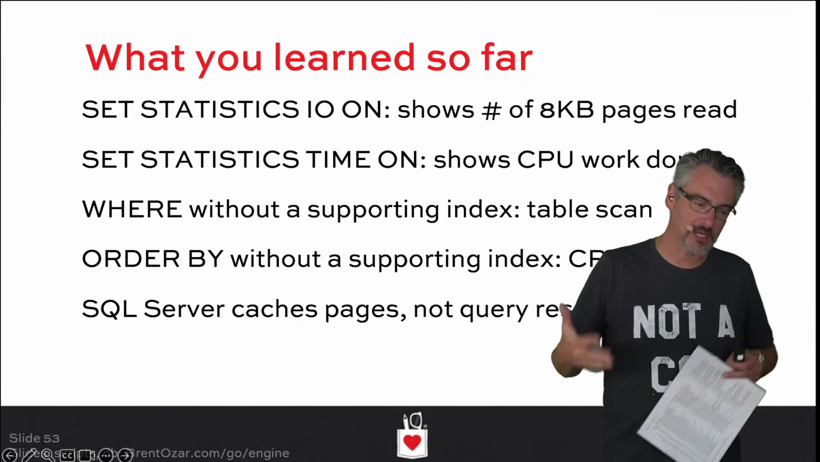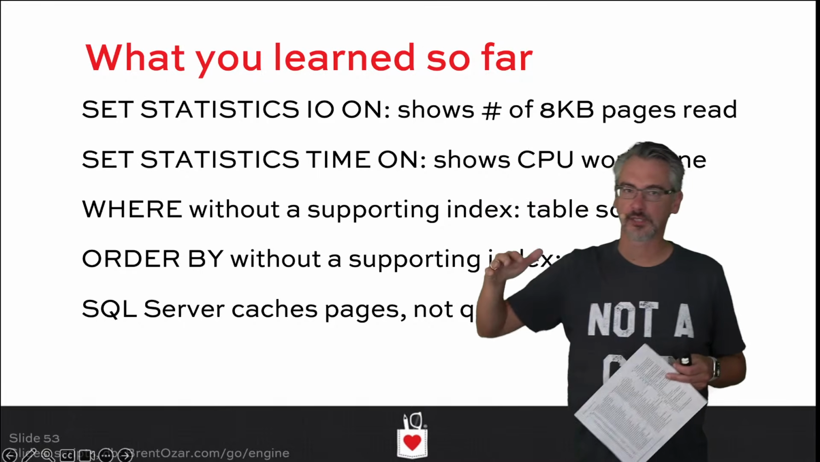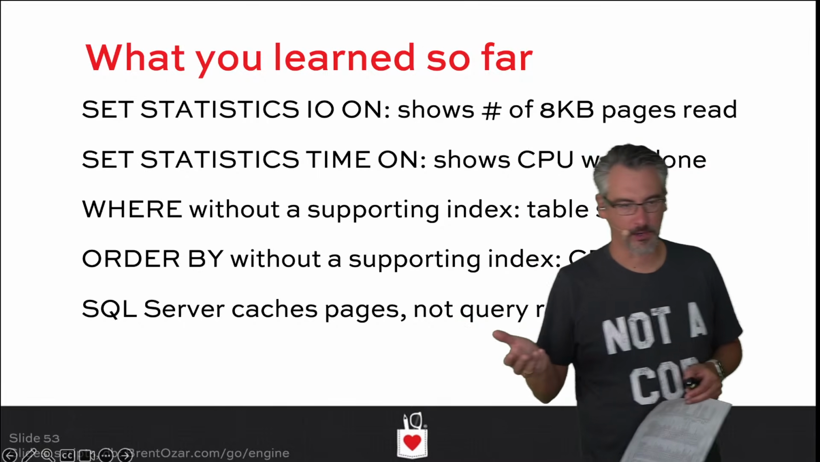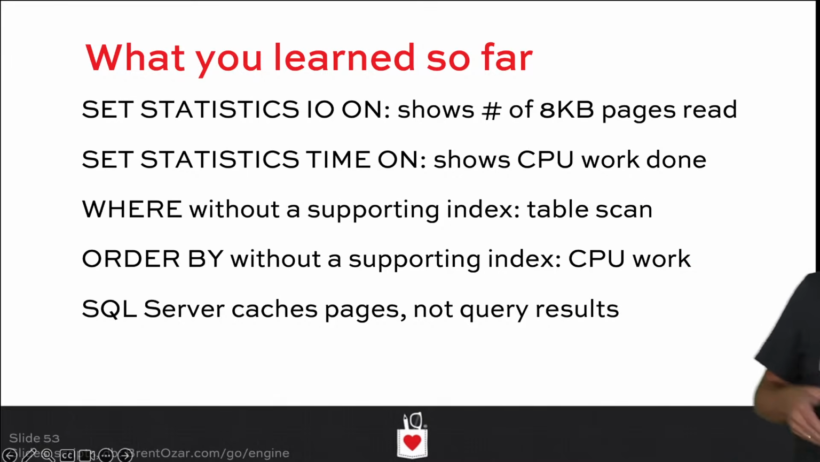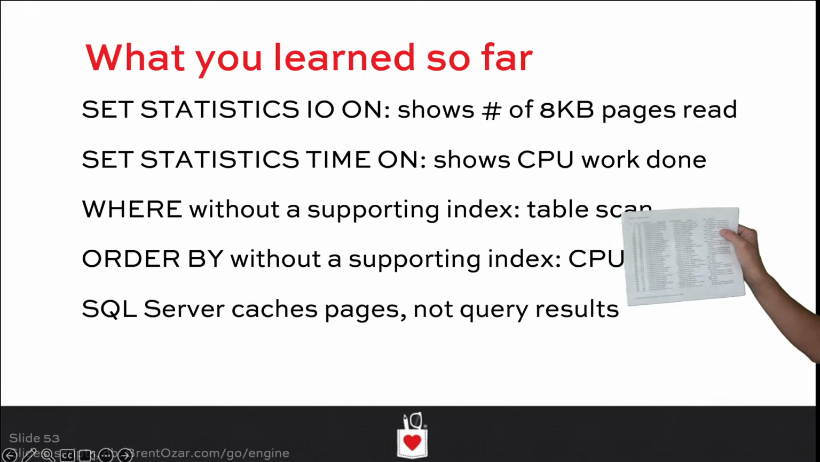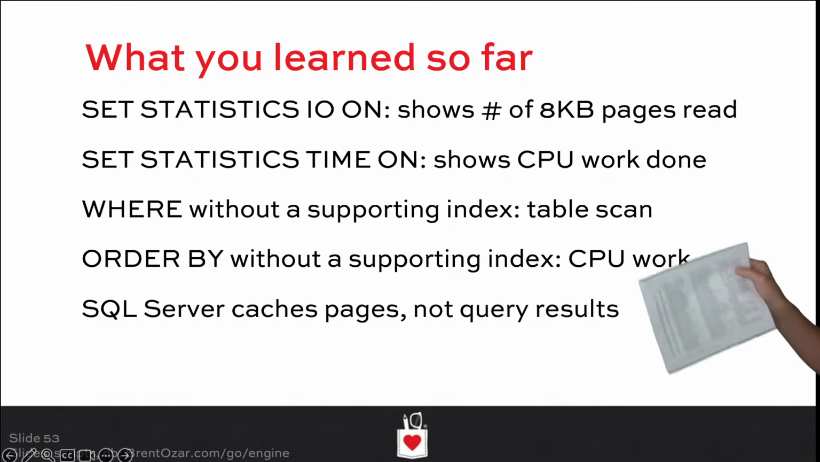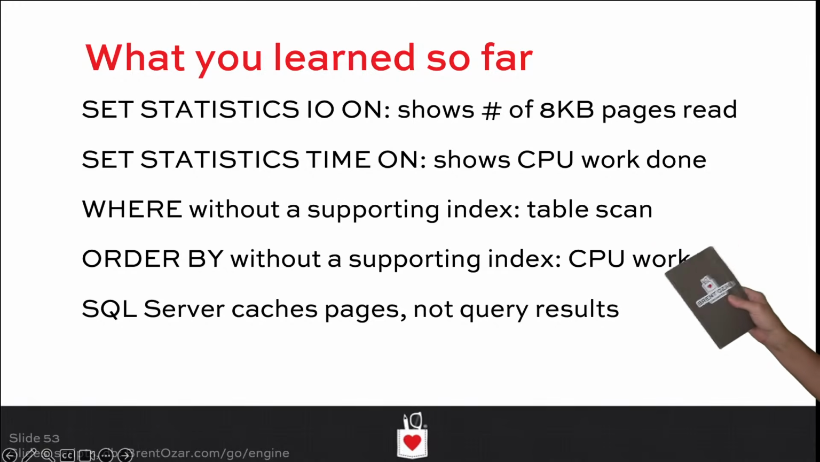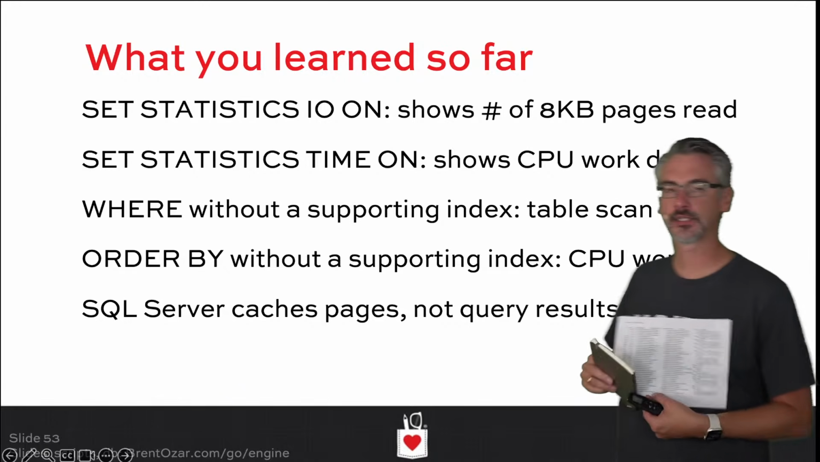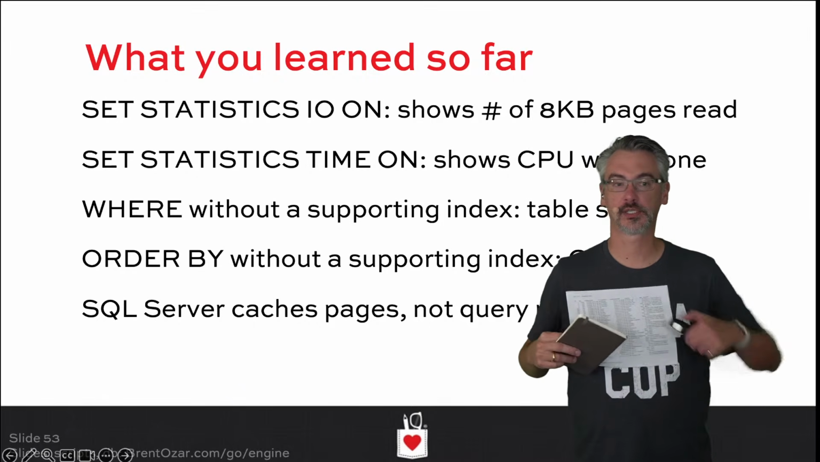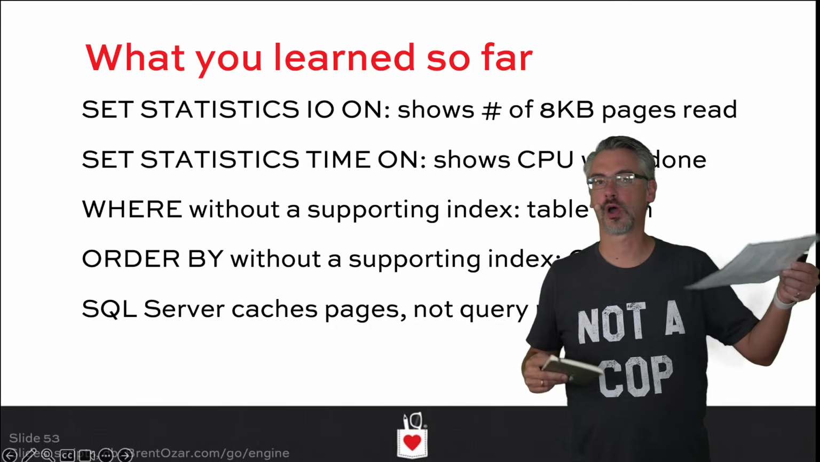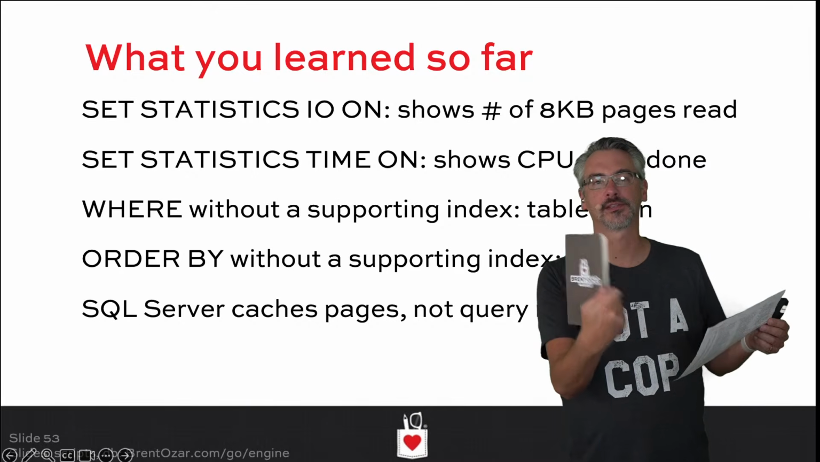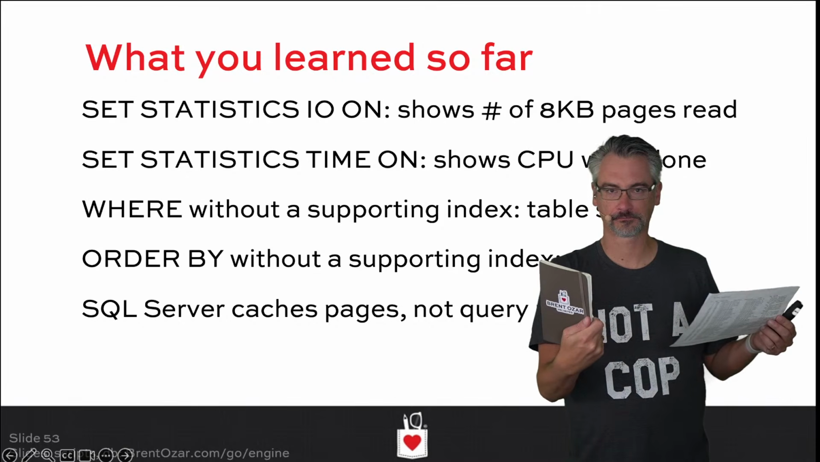And I feel like I've got to mention it, but it goes all over the place based on how much is going on in that query. If you do a where without a supporting index, then you're going to be scanning the table. If you do an order by without a supporting index, SQL Server is going to have a ton of CPU work to do as it scribbles down all this data and sorts it. And then finally, the next thing that you learned inside this first section is that SQL Server caches those raw data pages. SQL Server does not cache query results.